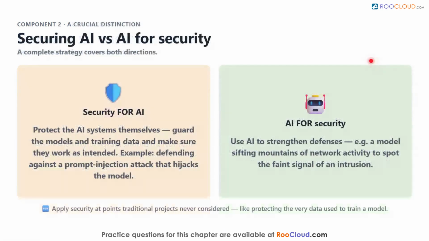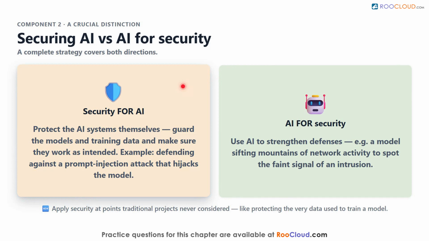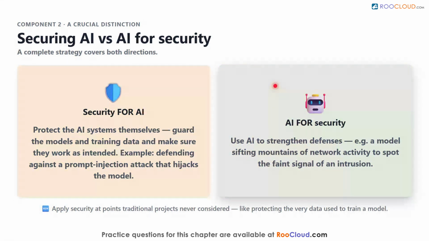The second component is one of the most important distinctions in this whole field: security for AI versus AI for security. Security for AI means protecting the AI systems themselves, guarding the models and their training data, and making sure they work as intended. An example is defending a model against a prompt injection attack, where a user smuggles hidden instructions into their input to hijack the model's behavior.